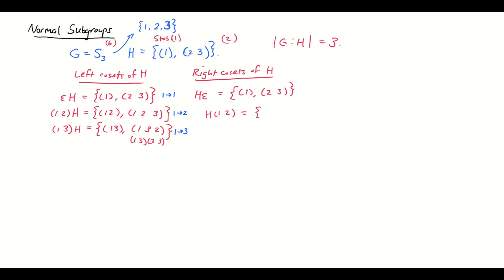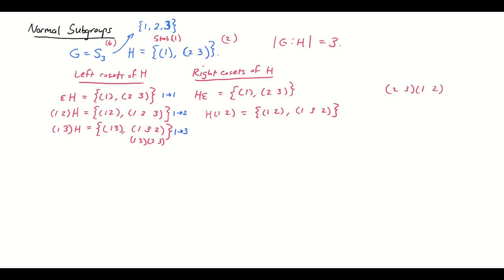Well, then I get (1 2), because I take the identity times (1 2). And then I need to do this permutation (2 3) times (1 2), with (2 3) on the left this time. So if I do that, I think I'm going to get (1 3 2). Let's just check and make sure. So I get (2 3)(1 2).